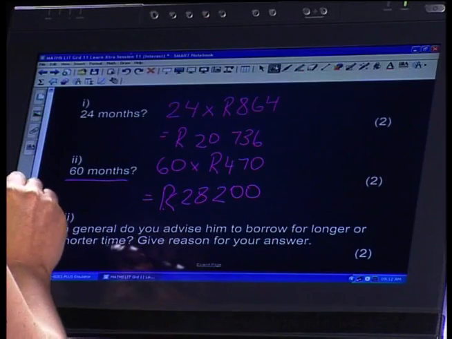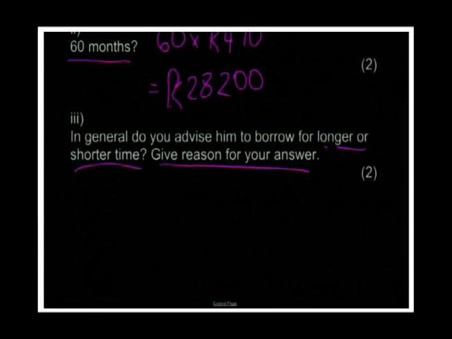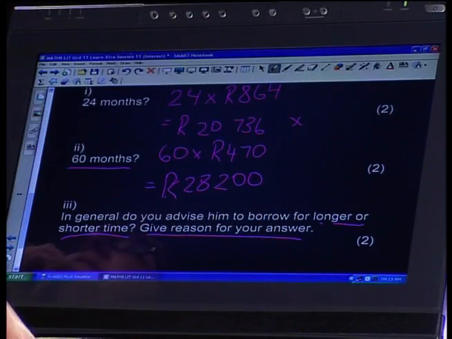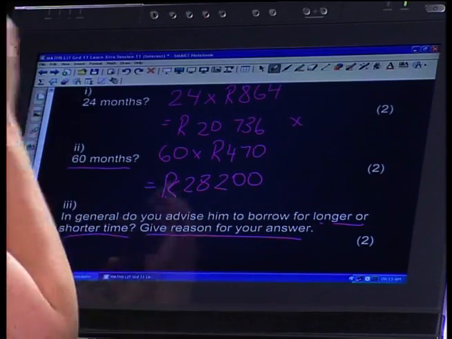So then the question says, in general, do you advise him to borrow for a longer or shorter period of time? And give a reason for your answer. Now, whenever you're asked to give a reason for your answer, I want you to use your common sense to try and answer these kind of questions. Do you advise him to take a shorter, which he will end up paying 20,000, or longer, where he'll be paying 28,000? Now, your instinct, I know, is going to be to say, well, pay for the shorter period.